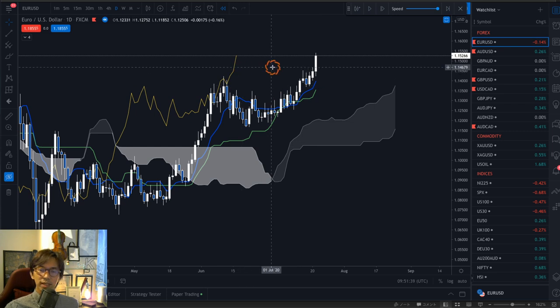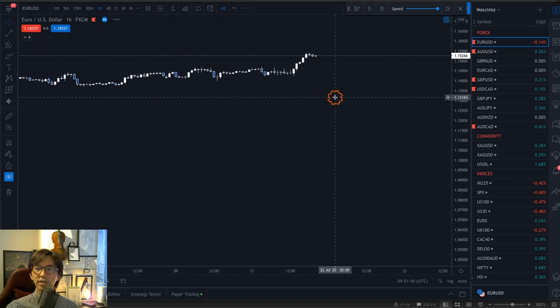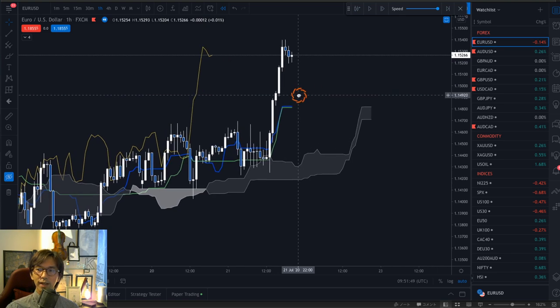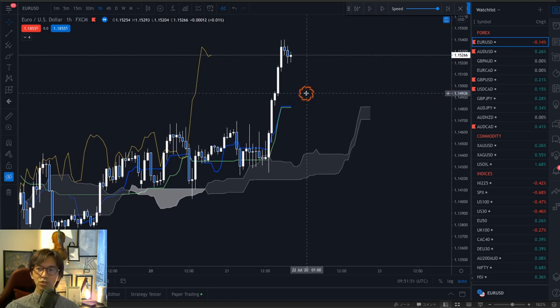This is where I look at the lower time frames to confirm it. So I look at the 1 hour chart, and I can see the 1 hour chart is flat now. Flat Kumo, flat Kijun Sen. So I would wait until the Kumo and Kijun Sen go up this way.